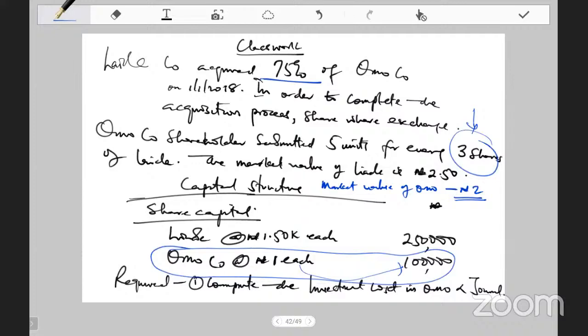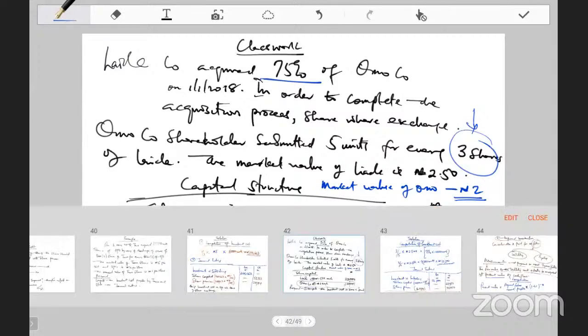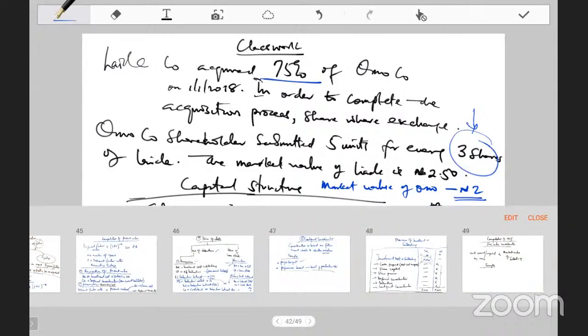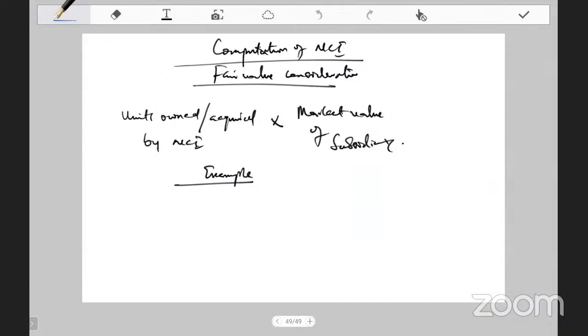Hello, class. How much will the NCI pay in order to be the co-owner of Omo? It should be 25% of 100,000 times 2 naira. Let's take that: 200,000. That will now be, he has 25,000 units in Omo.